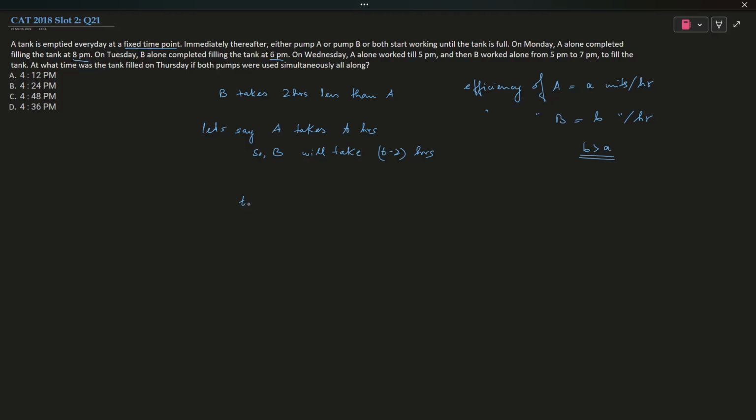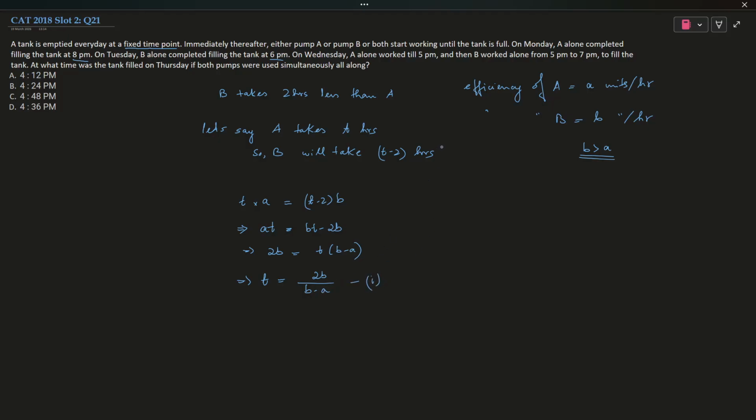Now T into the efficiency will give me the total work done. So time into efficiency of A, this is the total work, and the total work is filling the tank. So this must be equal to (T minus 2) into b. Both are filling the same tank, so the work done is the same in both cases. So this will come out to be aT = (T - 2)b. From here, 2b will give me T into (b minus a). From here, T will come out to be 2b by (b minus a), right?